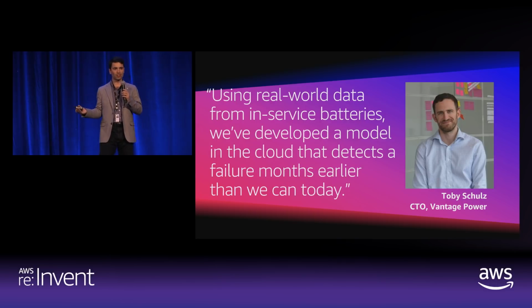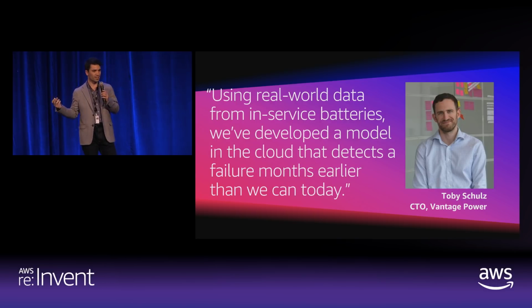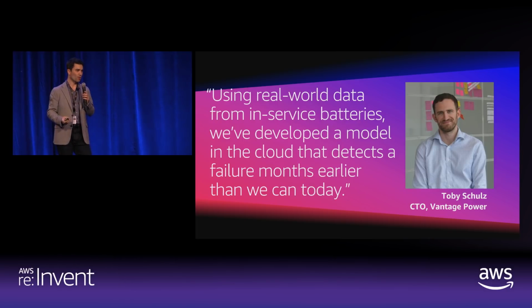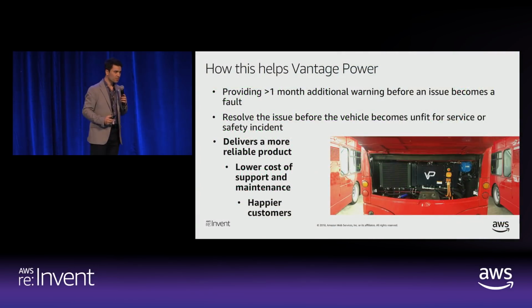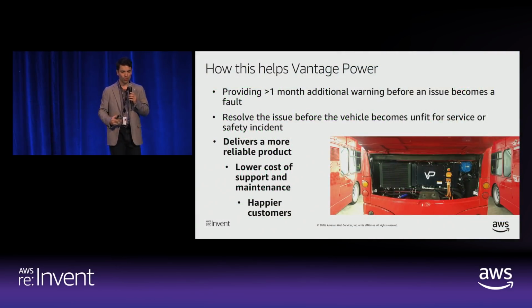So that's not particularly good if you've got a vehicle on the other side of the world and it's broken down because of a failure in your battery pack. Knowing about it at the time it happens isn't particularly helpful. So having this more than a month additional warning is like a game changer for us.